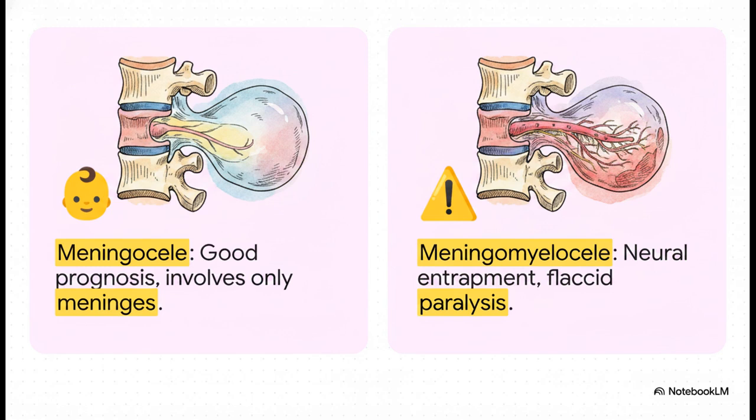If you guessed meningocele, you hit the nail on the head. A meningocele is a herniation through a posterior vertebral arch defect, but it only involves the fluid-filled meninges. Because there's no raw neural tissue trapped inside, the neurologic prognosis is actually really good. You have to contrast that with a meningomyelocele, which does entrap neural elements and characteristically presents with lower extremity flaccid paralysis and incontinence. Huge difference, right?